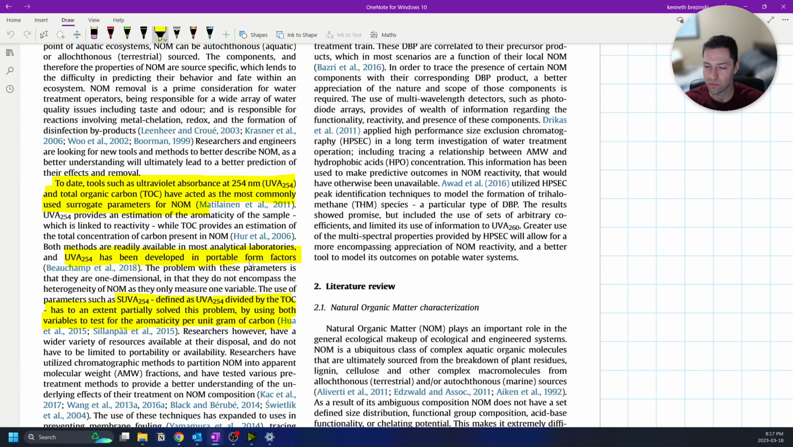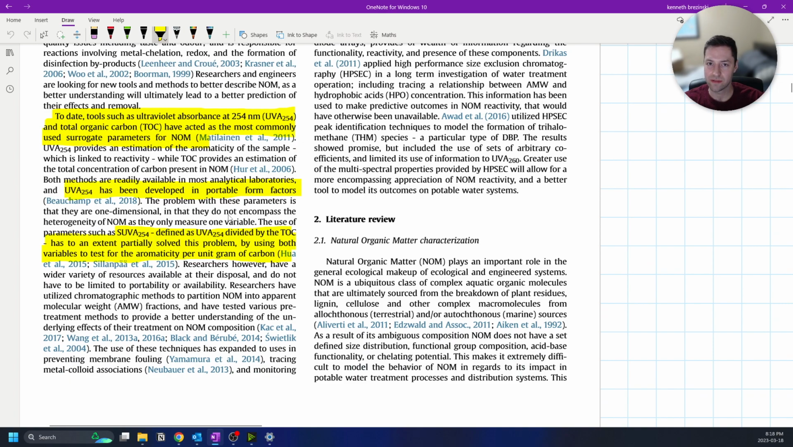And it's something that they can readily record and take a look at. And then we can come back later on and find out whether natural organic matter, as measured via UV254, peaked during certain times of the year or following certain run-offs. And of course, this does not encompass the full heterogeneous nature. It's only a measure of one variable.